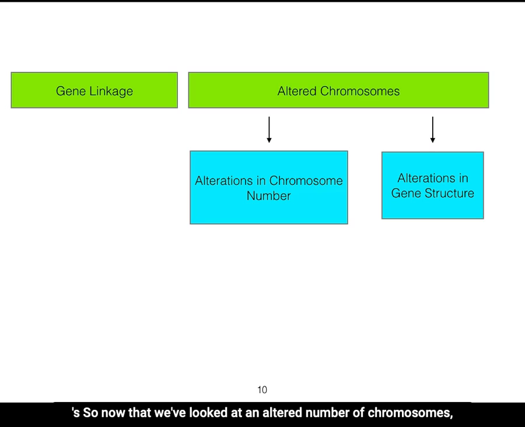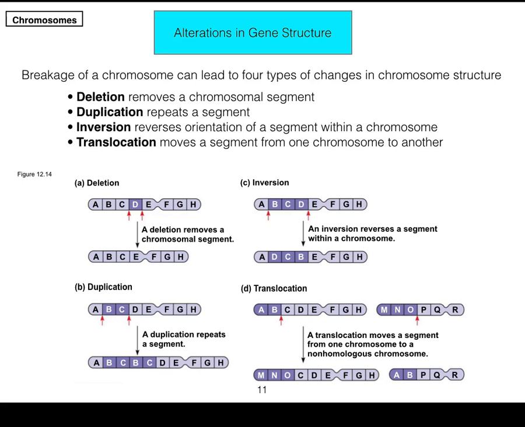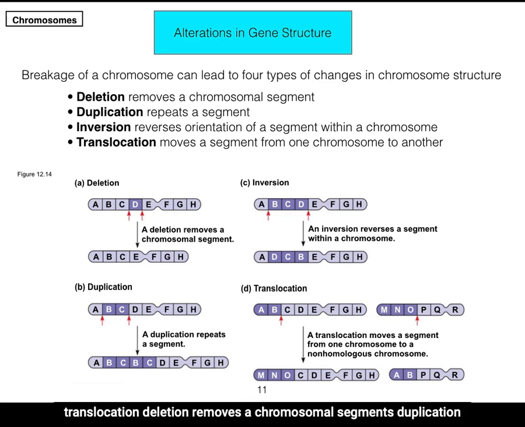So now that we've looked at an altered number of chromosomes, let's look at alterations in gene structure. Breakages of chromosomes can lead to 4 types of changes in chromosome structure: deletion, duplication, inversion, and translocation. Deletion removes a chromosomal segment. Duplication repeats a chromosomal segment. Inversion reverses the orientation of a segment within a chromosome. And translocation moves the segment from one chromosome to another.